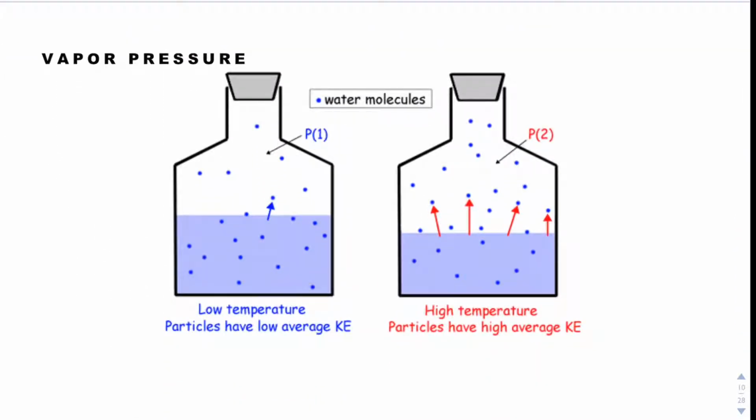Now, vapor pressure. Vapor pressure is the pressure of a substance above its liquid phase typically. It could be solid phase, but we'll just say above its liquid phase because that's what we'll be dealing with in this unit. And so let's say I have some water here.